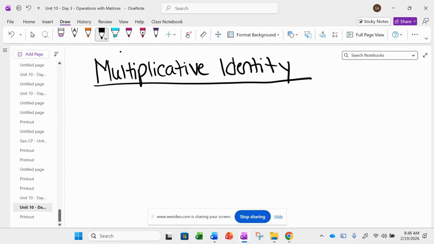So, multiplicative identity in real numbers is a number that when you multiply anything else with it gives you back that number. So, what is for additive identity? It was 0. What's the multiplicative identity in real numbers? Ariana? 1. So, the multiplicative identity is 1 since A times 1 equals A.